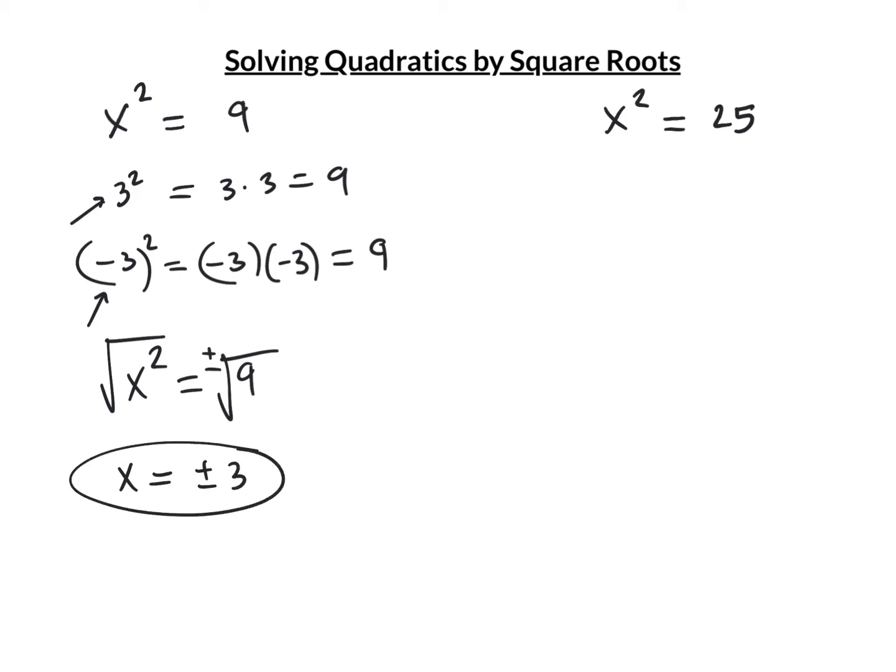What this means is that there are two answers. One is positive 3, and the other is negative 3. We're writing both answers as one nice short answer.